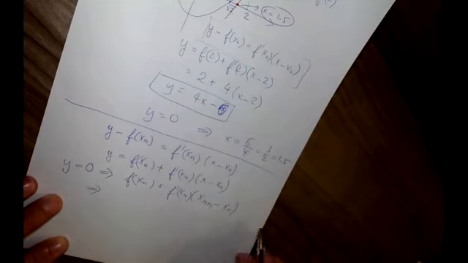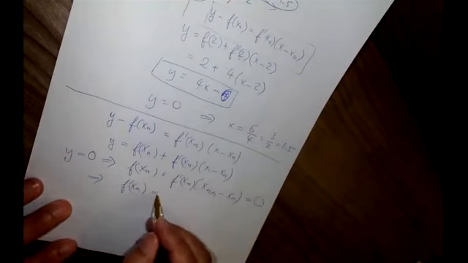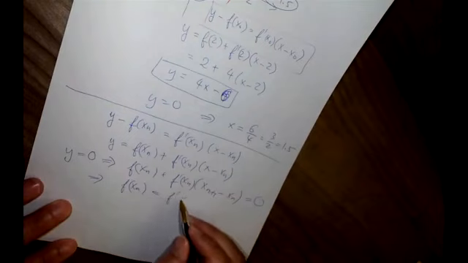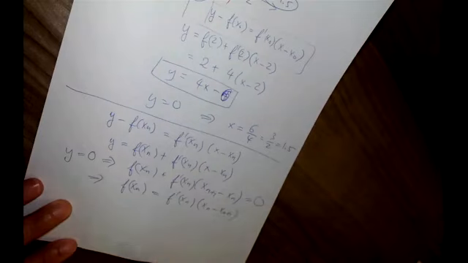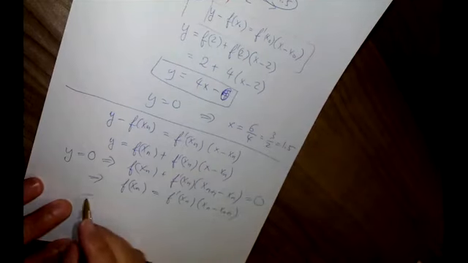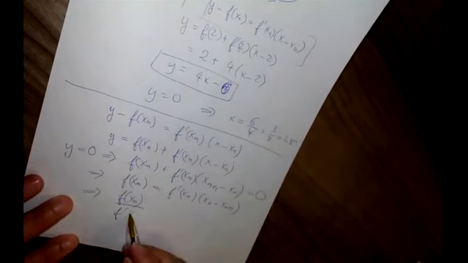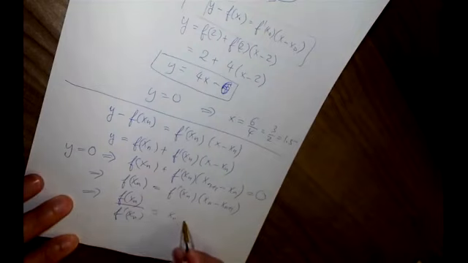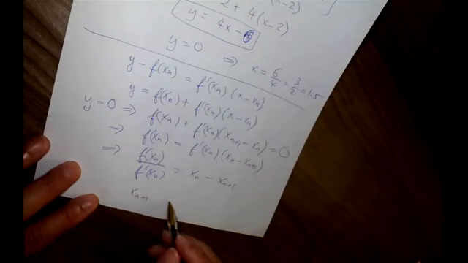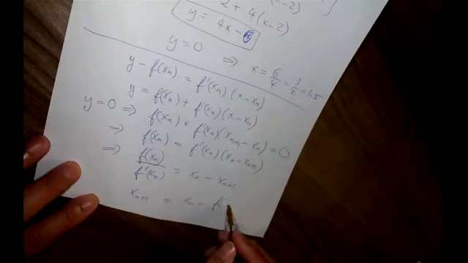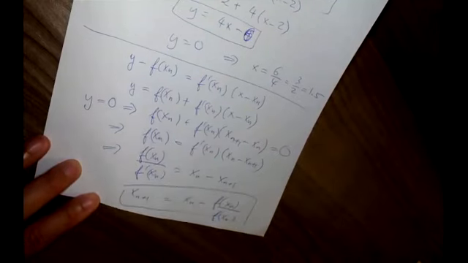And therefore, you have f of x_n equals f prime of x_n times x_n minus x_{n+1}. Okay? And you divide it, so f of x_n over f prime of x_n equals x_n minus x_{n+1}. Or rearrange it, then you have x_{n+1} equals x_n minus f of x_n over f prime of x_n. And this is the formula for the Newton method.